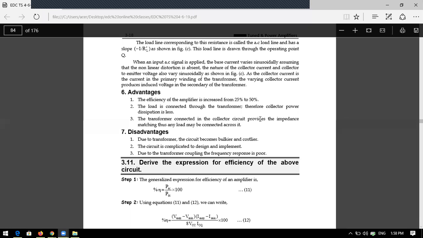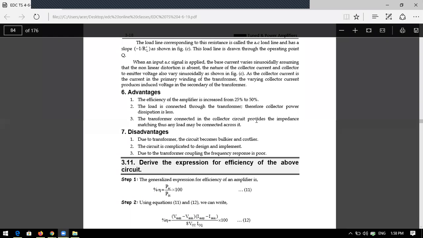So the frequency response of the transformer coupled amplifier is poor. We have also seen in the coupling networks, RC coupling and transformer coupling, that the frequency response has peaks. A major peak is present in the frequency response. It will not get an inverted U-shaped frequency response. It has some peaks, so you can call it a poor frequency response. These are the major disadvantages due to the transformer present as a load in the class A power amplifier.